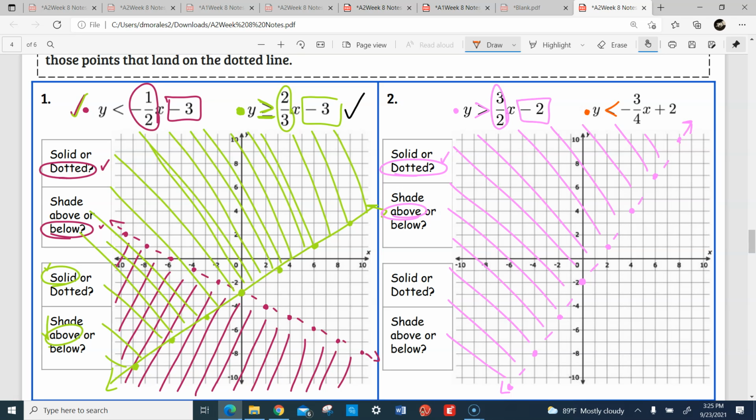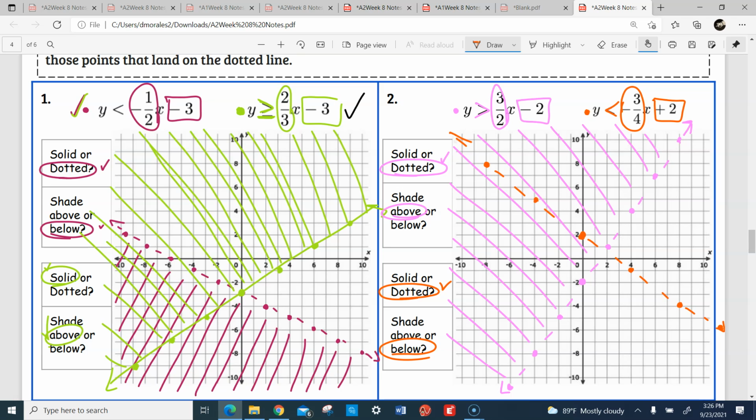This one, less than, means I'm going to have a dotted line, and I will be shading below my line. I'll begin my line at positive 2 on the y-axis, and I'll be following the slope of negative 3/4. That means going down 3 over 4, down 3 over 4, and then if I can get more points in there, I can. Back 4 up 3, back 4 up 3.